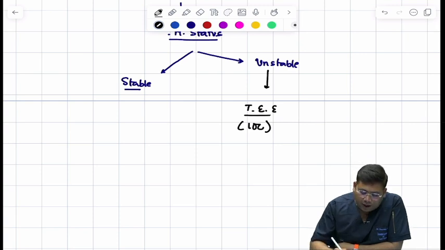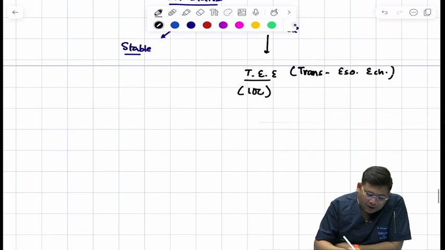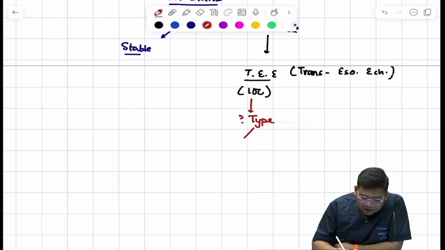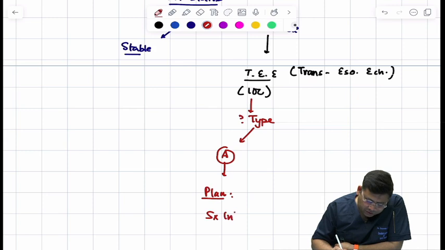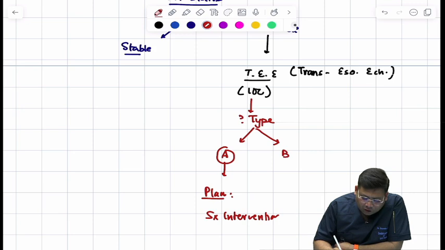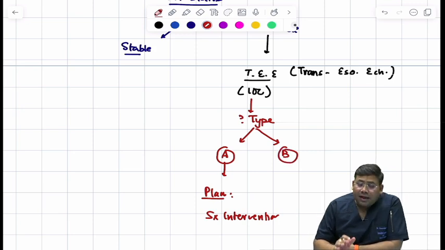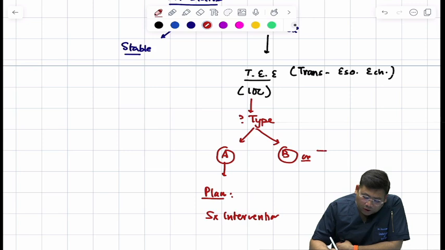Transesophageal echocardiogram. So this is really very important. On this transesophageal echocardiogram, check what type it is. If it is a Stanford A, plan surgical intervention. This is really very important. If it is a Stanford type B, or DeBakey type 3, then you will have to go for conservative management in this case.